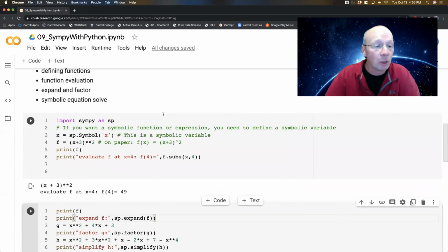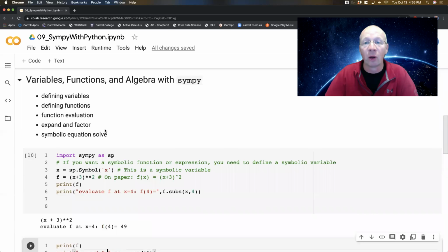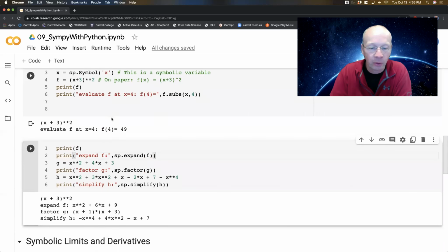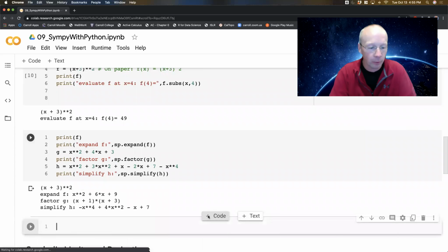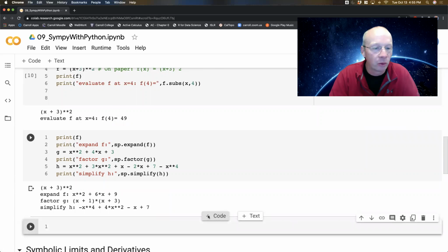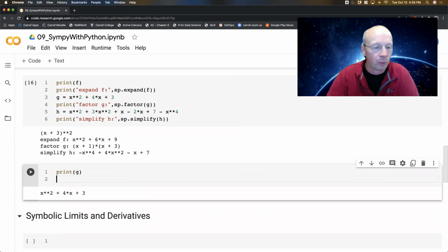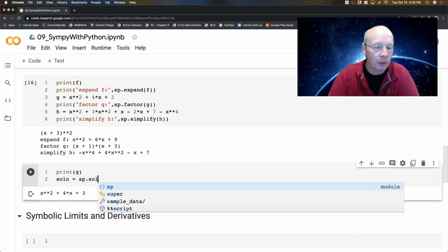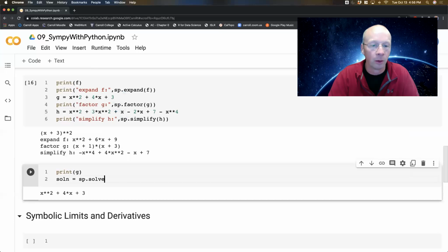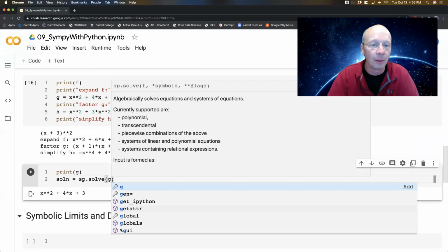Okay, last thing I'm going to do is just a quick symbolic solve. Now, you spend a lot of time in your high school algebra classes doing like an algebraic solve. Here's an equation, solve for x. Well, sympy has a symbolic solver in the background. So let's come back to my function g. I'm going to say print g, just so we remember what it is. All right, so there's my g. And if I do my solution equals sp.solve, there it is, solve g.